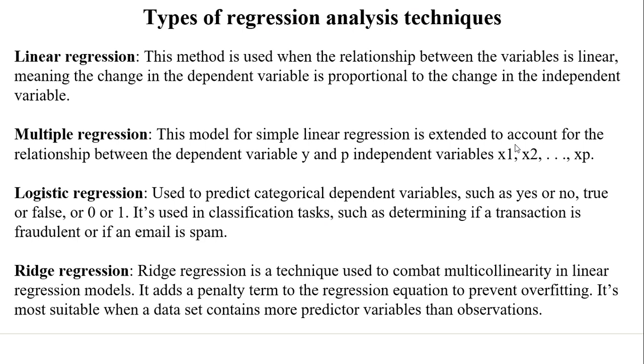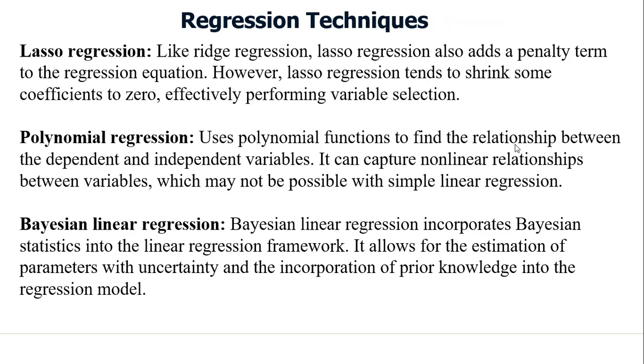Then aside from logistic regression, we have ridge regression. Ridge regression is a technique used to combat multicollinearity in linear regression models. It adds a penalty term to the regression equation to prevent what? Overfitting. It is more suitable when a data set contains more predictor variables than observations. Let's move on. We have lasso regression. Like ridge regression, lasso regression also adds a penalty term to the regression equation. However, lasso regression tends to shrink some coefficients to zero, effectively performing variable selection.